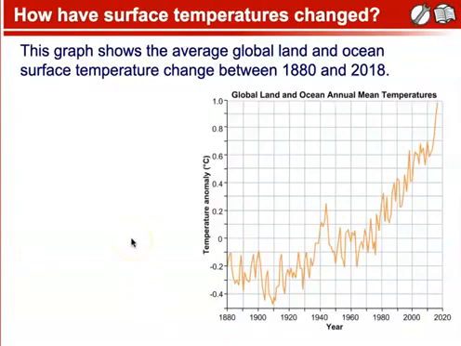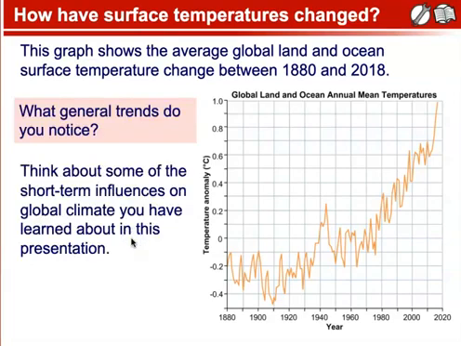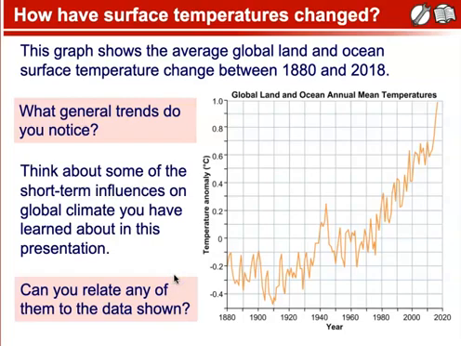How have surface temperatures changed? This graph shows the average global land and ocean surface temperature change between 1880 and 2018. What general trends do we notice? Think about some of the short-term influences on global climate that you have learned about in this discussion. Can you relate any of them to the data shown?